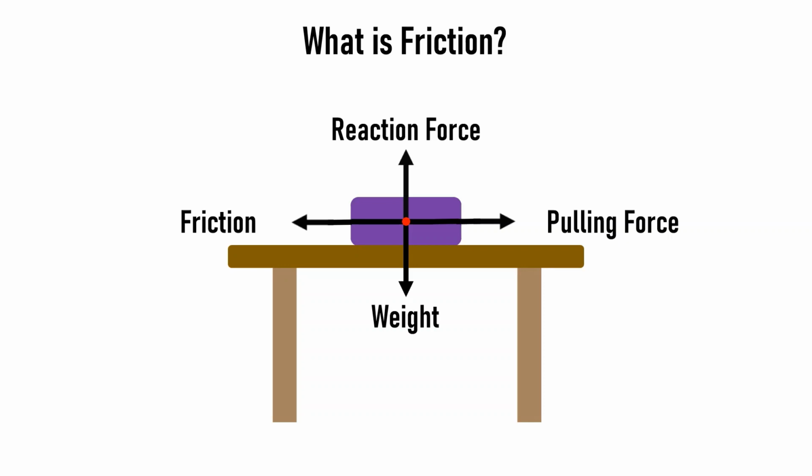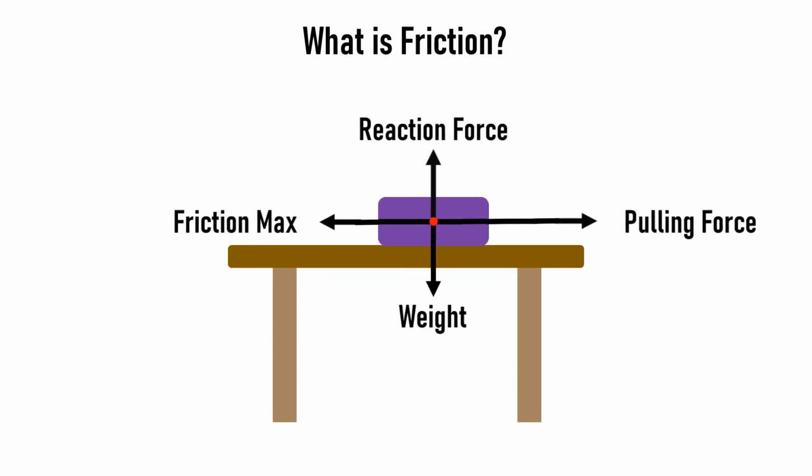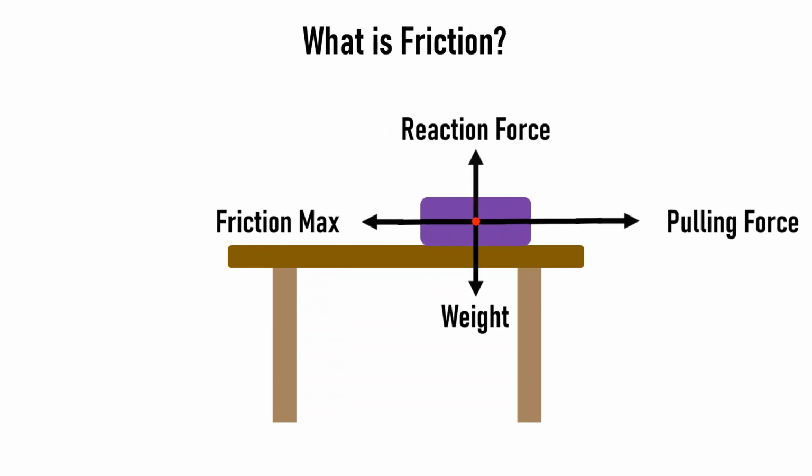So if friction stops increasing and I still apply more pulling force, like this, what do you think is going to happen to the block? Well, the block's going to move, just like that, and it'll move in the direction of the force that I'm applying. Now this is really handy because it means we can actually measure the maximum value that friction can take by applying a force to an object right up until just before it moves.